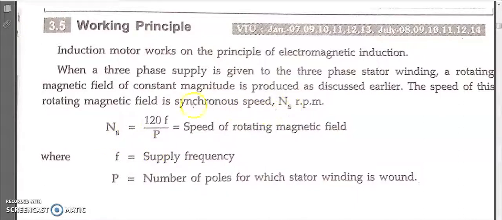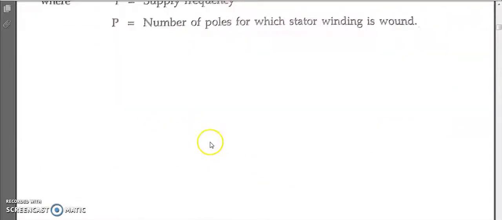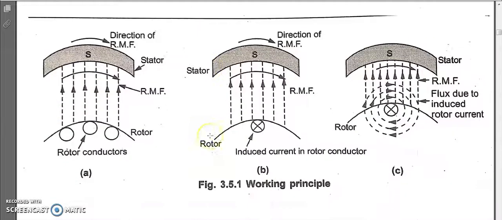And again, the synchronous speed is due to the rotating magnetic field, RMF, and we shall see how that RMF is created. Okay, so here we have some pictorial representations, some diagrams, of how your motor starts to run.